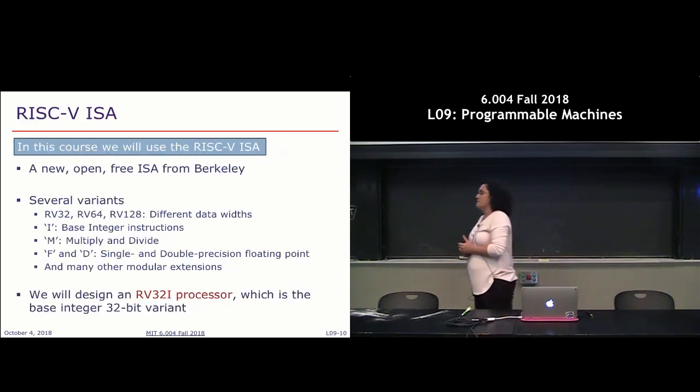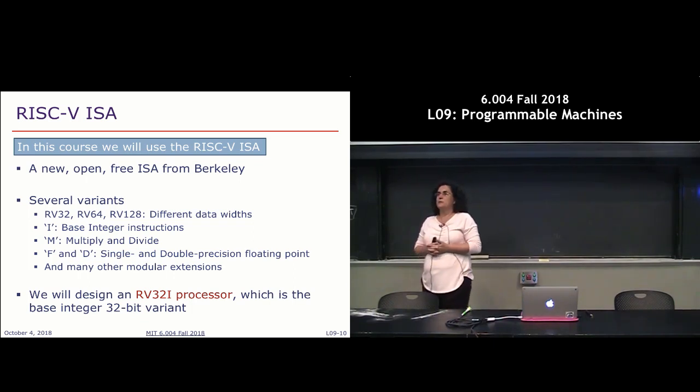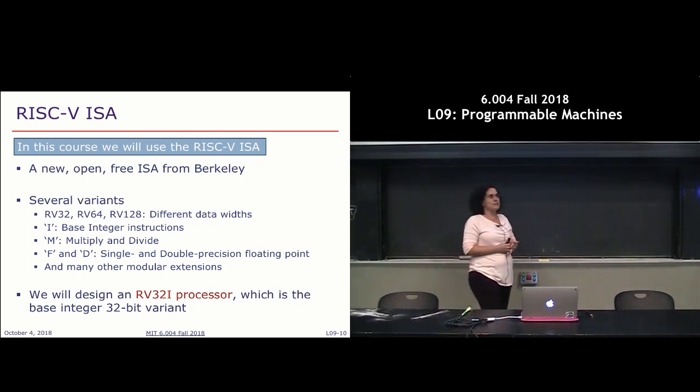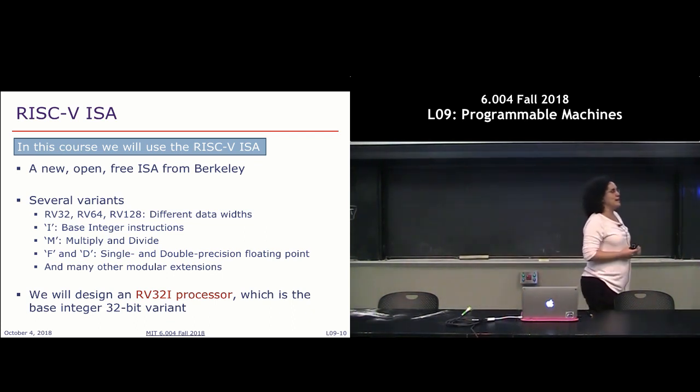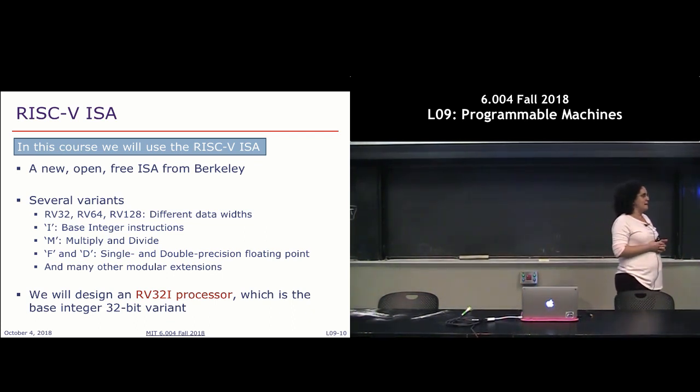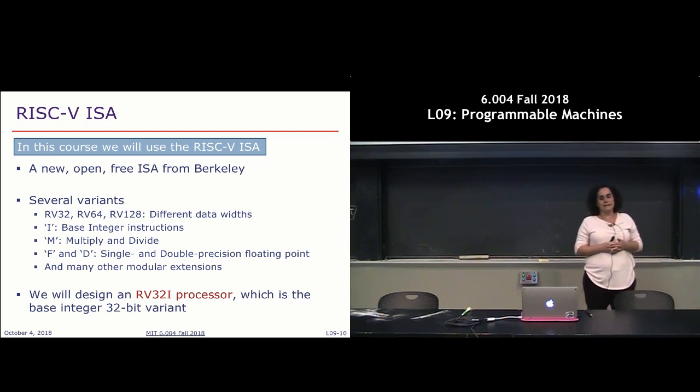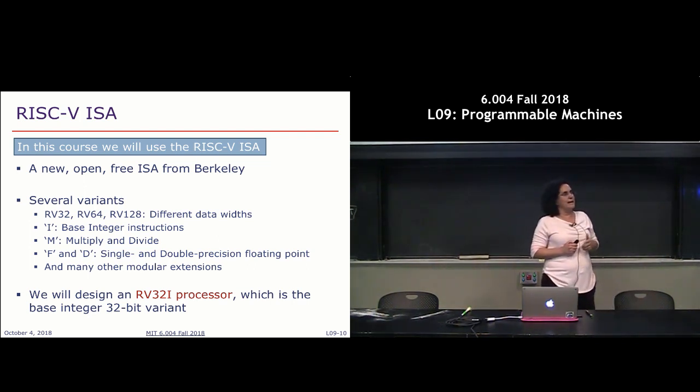Okay, so in this class, we're going to work with the RISC-V instruction set architecture. And for the rest of today's lecture, we're going to go through understanding what exactly it is that this instruction set architecture provides. This ISA comes from Berkeley, and it's got a bunch of different variants. We're going to work with the most simple of them.